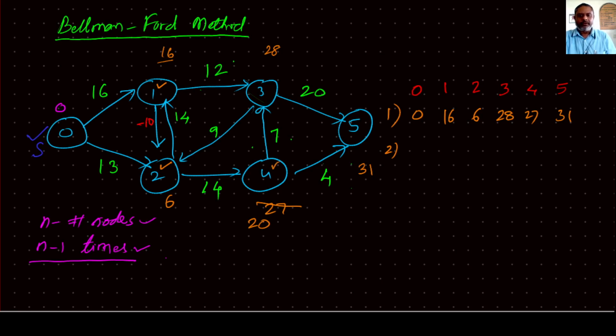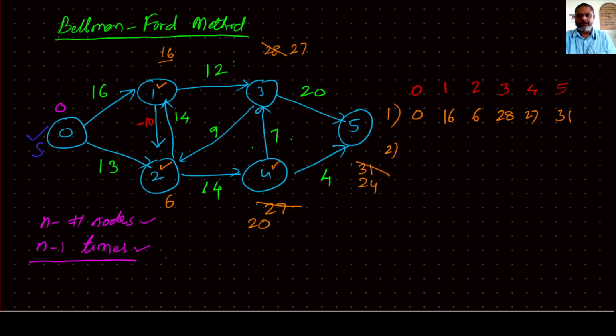From node 4 you can go to node 3. So 20 plus 7 is 27. So definitely 27 is preferred compared to 28. And 20 plus 4, definitely 24 is preferred compared to 28. Okay, so node 4 is over. Then node 3 is 27, node 4 is 24.